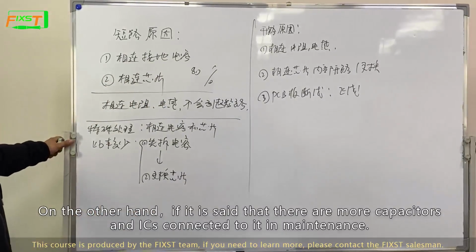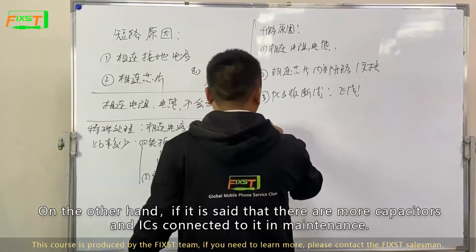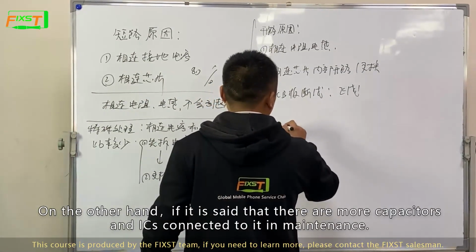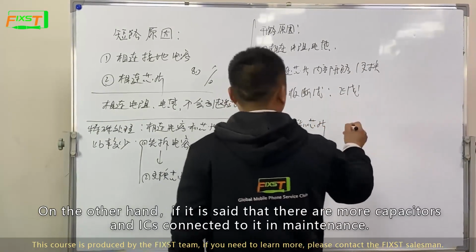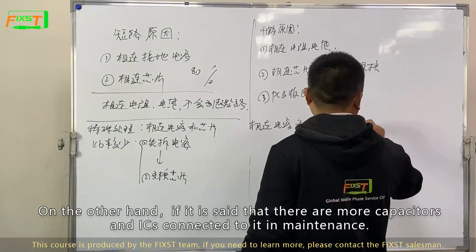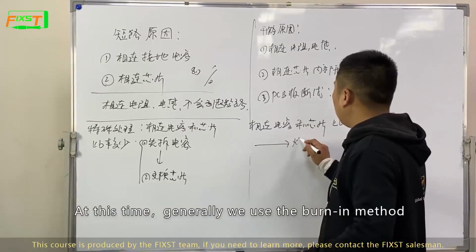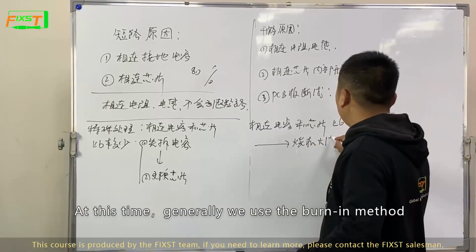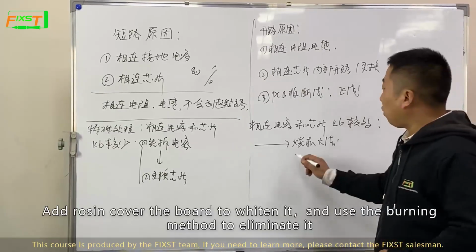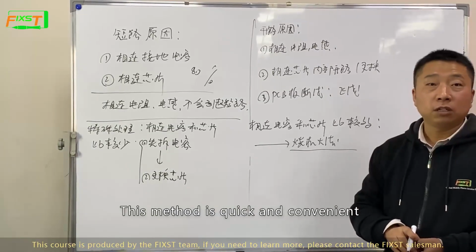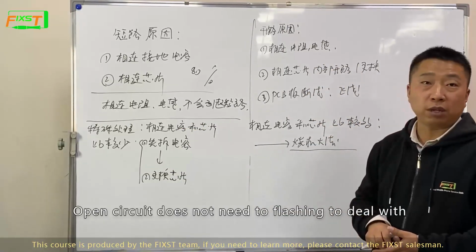On the other hand, if there are more capacitors and ICs connected to it in maintenance, at this time, generally we use the burn-in method. Add resin to cover the board, and use the burn-in method to eliminate it. This method is quick and convenient. This kind of burn-in method is only for dealing with the short circuit. An open circuit does not need the burn-in method.